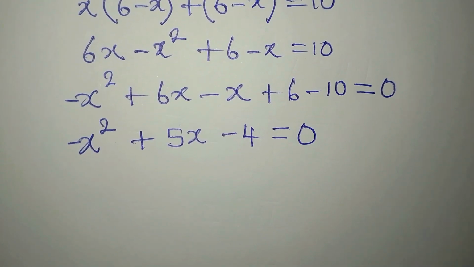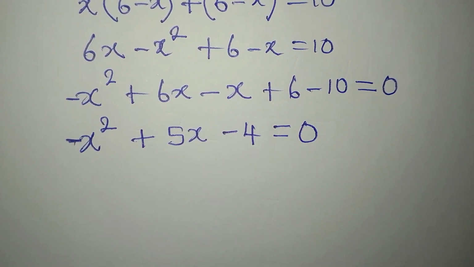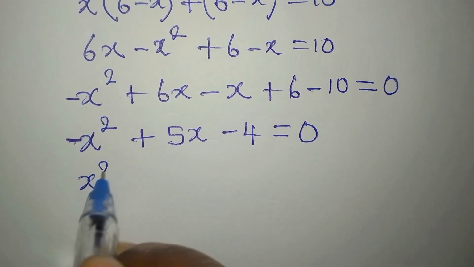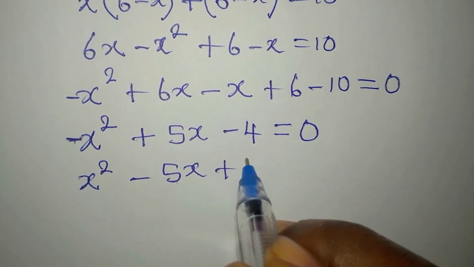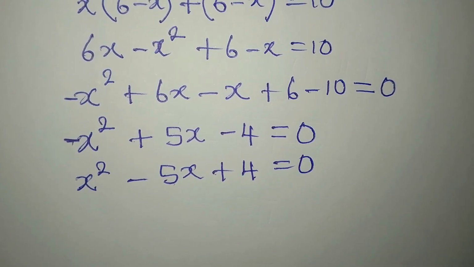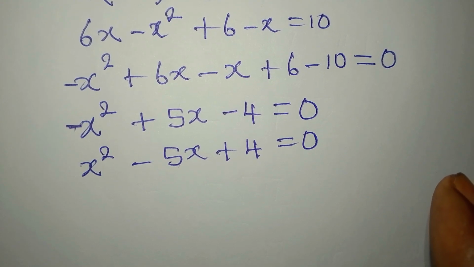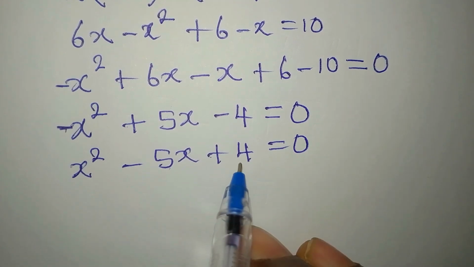Now, let's use the formula to deal with this. Before the formula, we don't want to have this negative coefficient. To remove this, negative will multiply everything here. So it gives us positive x squared, gives us negative 5x, and that will give us plus 4. Then everything is equal to 0. Now the question is, what method do we use? But it is obvious that this can be factorized. And if it can be factorized, there is no need for us to start using the formula.